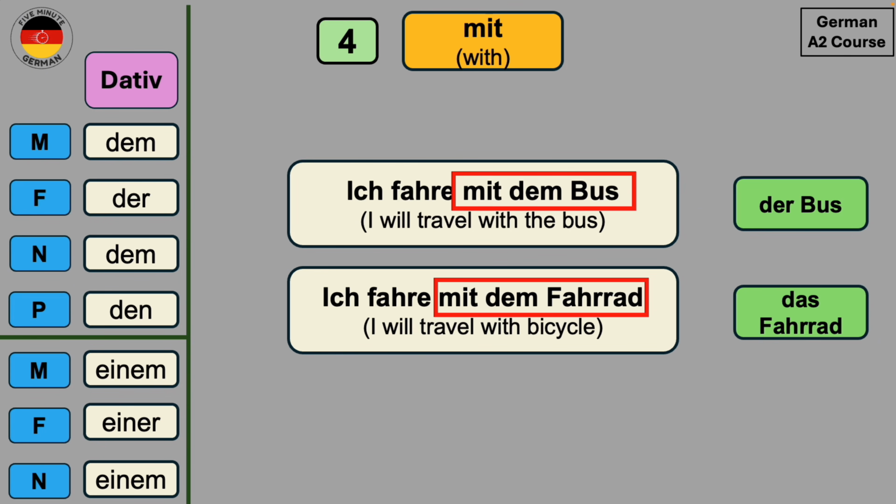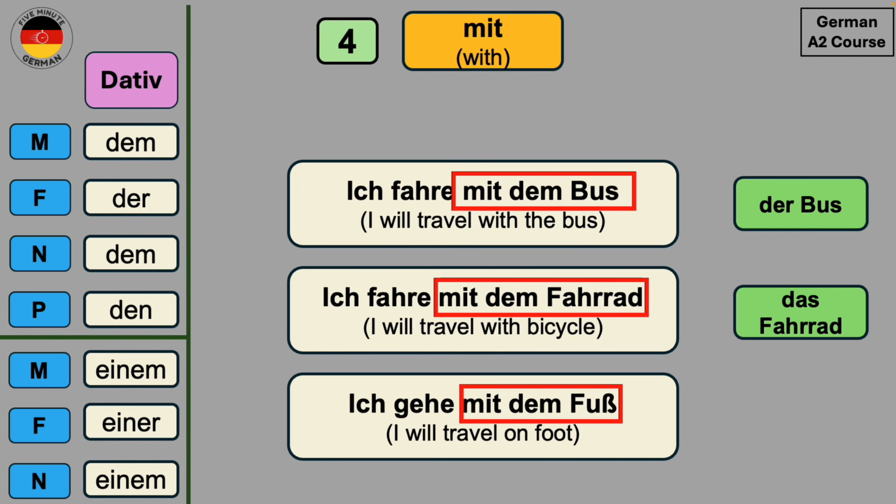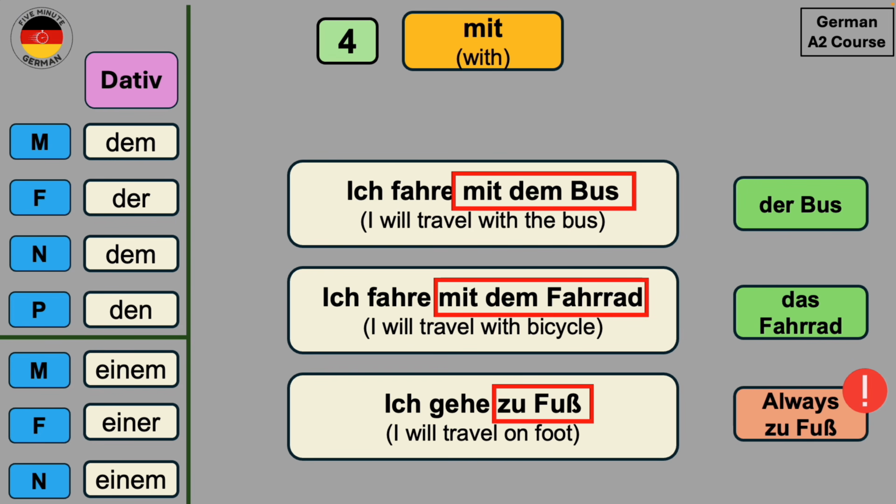Now if you are traveling by foot, will you say ich gehe mit dem Fuß? I will travel on foot? No, this will be wrong. You use mit with all types of transport. However, not when you are traveling on foot. In this case, you will say ich gehe zu Fuß. I will travel on foot. So whenever you are traveling on foot, you always use zu Fuß and never mit Fuß.